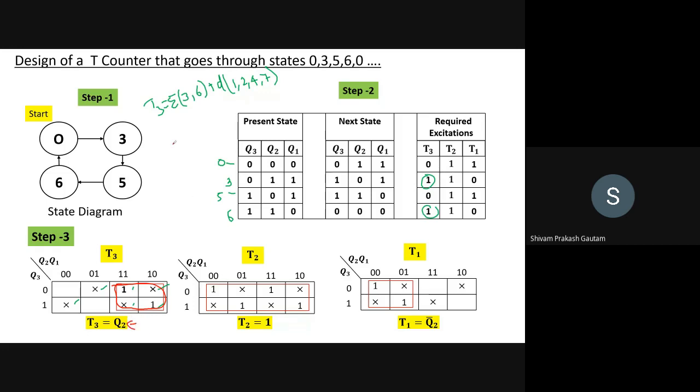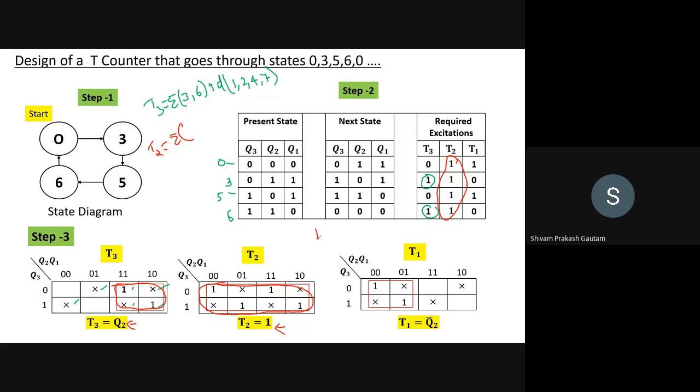Now for T2, just check. Don't cares will be the same, but these are our min terms. That means either it will be 1 or it will be don't care. So you can see either it is 1 or don't care. So you can group them as a whole, and T2 will come out to be 1.